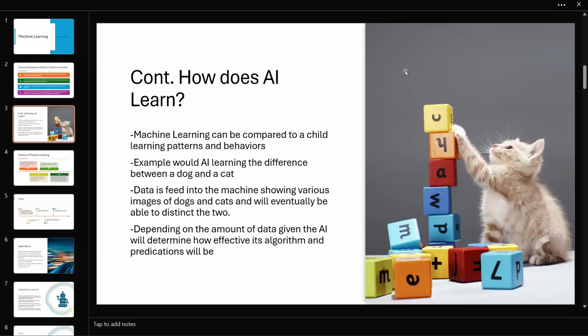So, how exactly does AI learn? Machine learning can be compared to the way a child would learn patterns of behaviors. An easy example would be learning the difference between a dog and a cat. Data is fed into a machine that would be shown various images of cats and dogs, and with enough information, it will eventually be able to distinguish between the two. And the amount of data given to the AI will determine how effective its algorithm and predictions would actually be.